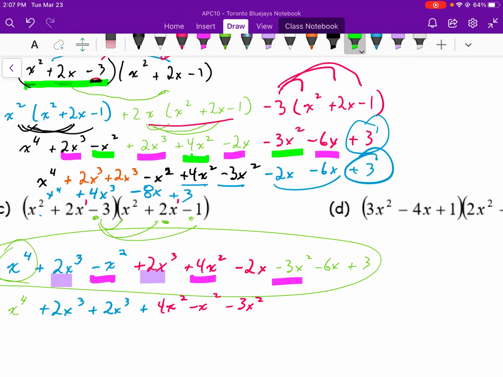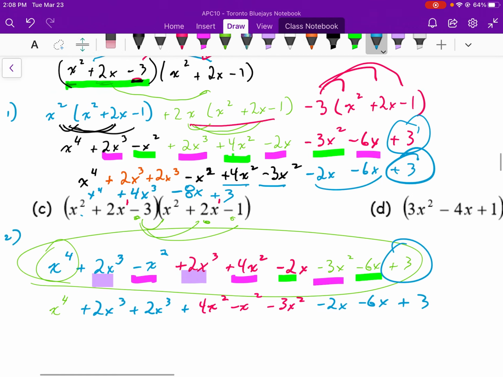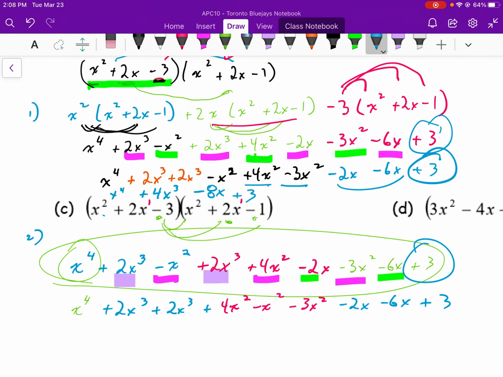So now I look for anything with x to the power of 1, and we have 2 of those items. And I have minus x to the power of 1 minus 6x. Last but not least, I have a constant of 3. There we are. So I have x to the power of 4 because it's all by itself. Combining like terms, x to the power of 3, 2x to the power of 3 plus 2x to the power of 3 is 4x to the power of 3.